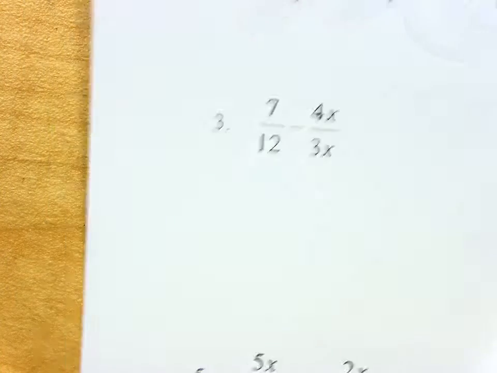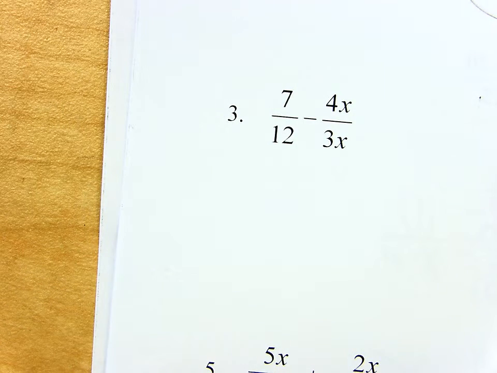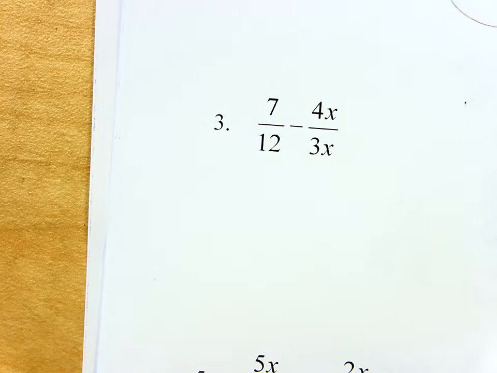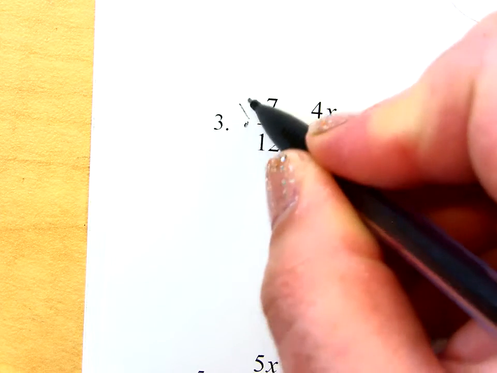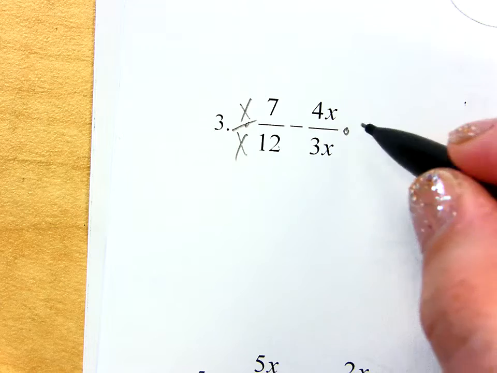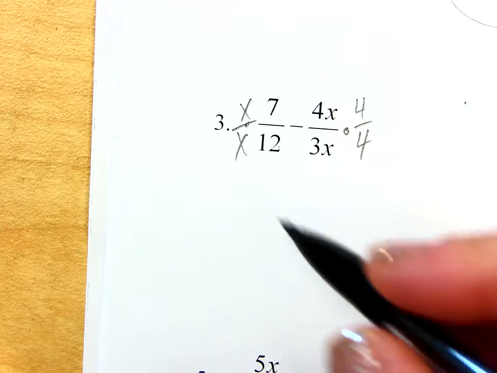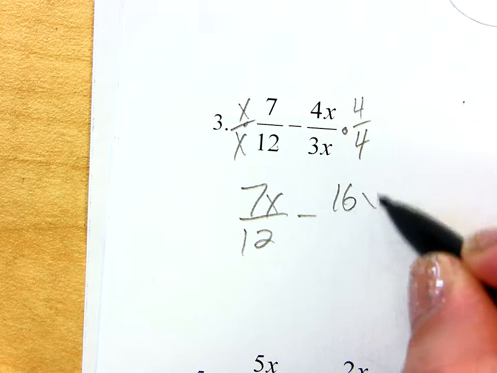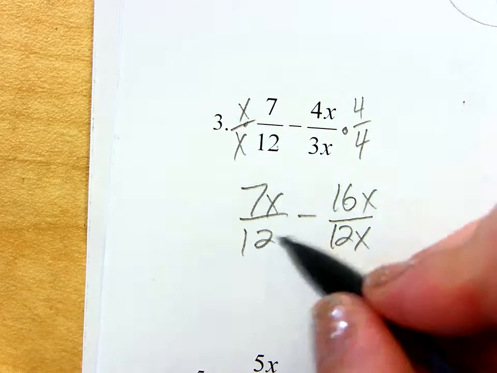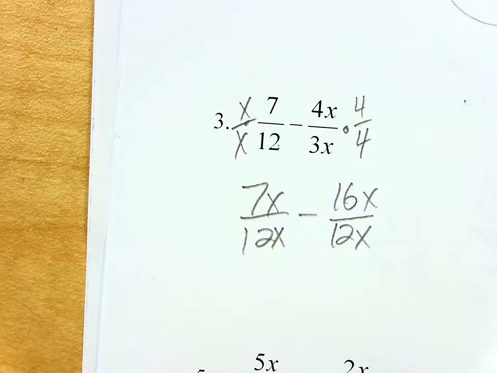Okay, what do I have to do in this third one? Well, what will my common denominator be? 12x. So this one needs an x, so I'll multiply by x over x. And this one needs a 4. So now I'll have 7x over 12x minus 16x over 12x. Oh, whoops, I forgot the x there. In the end, will you be able to cancel the x's, or no?